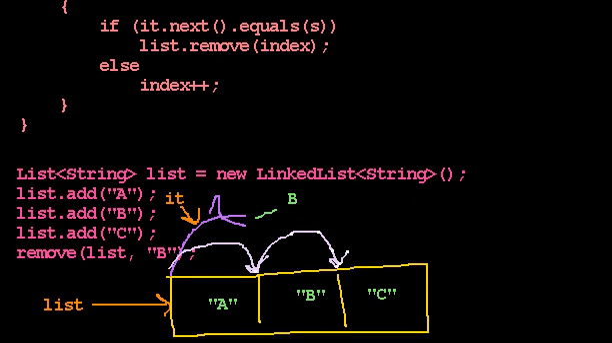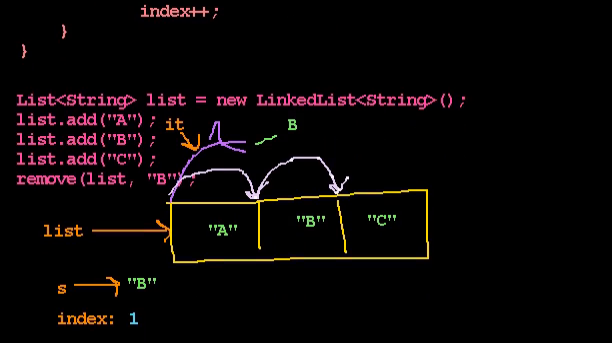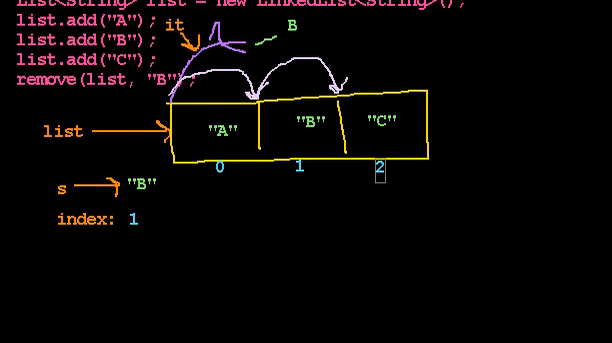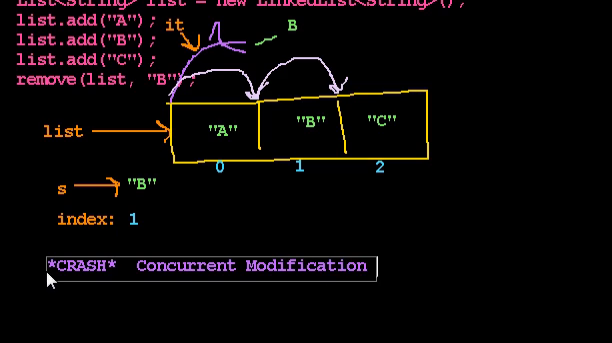So we call list.remove(index). Index is 1. So it makes sense, right? Remembering here that this is index 0, 1, and 2, if I'm trying to remove B, I should remove the data value at position 1. So all of this sounds really good, except for something you don't know yet, and that's that we are going to crash. And we're going to crash with an error called concurrent modification exception.